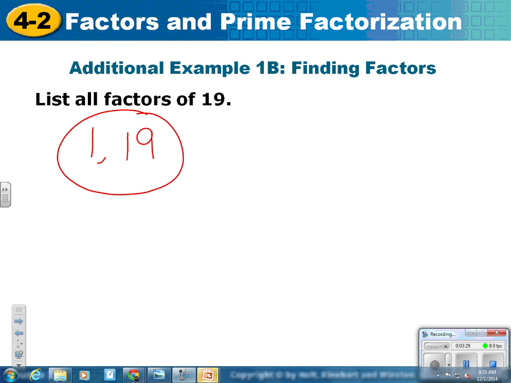There's a special word for numbers that can only be divided by 1 and itself evenly. What is that word? It's a prime number. Okay? Nothing else. You can't divide 19 by anything but 1 and 19 and come up with a whole number. That's it. 1 and 19.